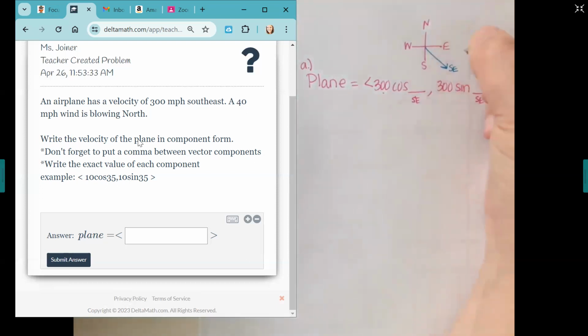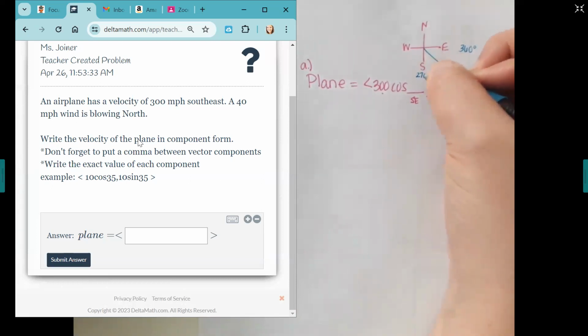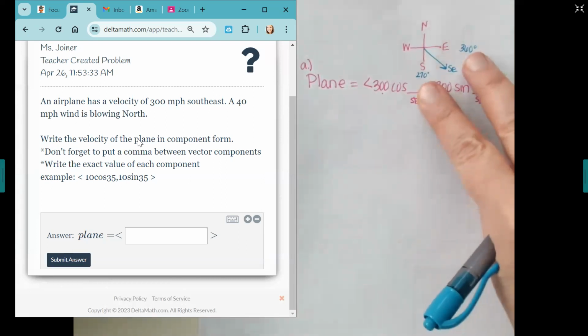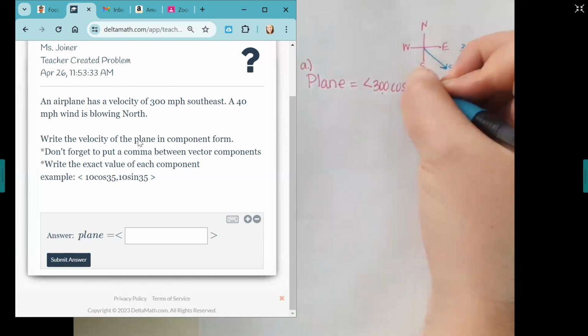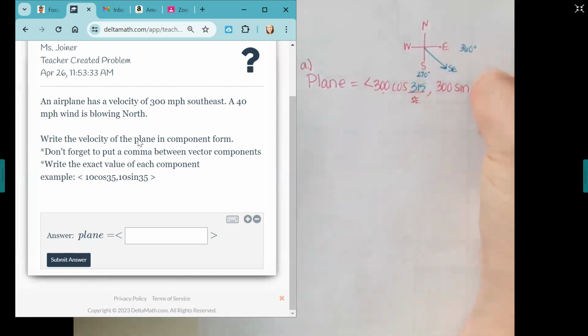So east would be 360 all the way around or 0. And what would south be? 270. So if I want to be right down the middle of 360 and 270, what would that be for perfectly southeast? 350. Okay, now type it in.